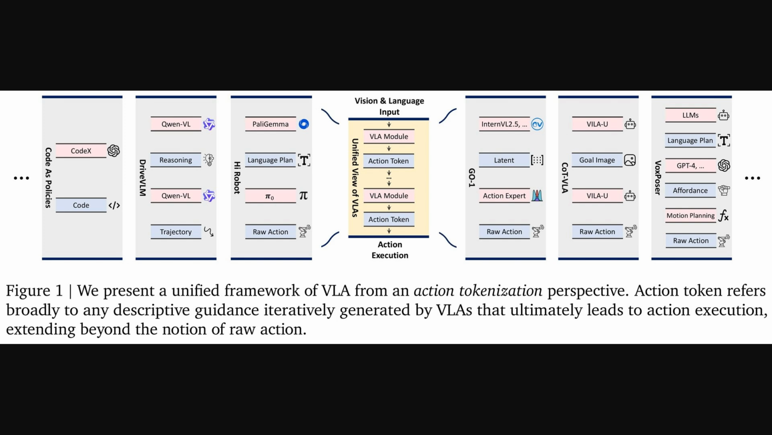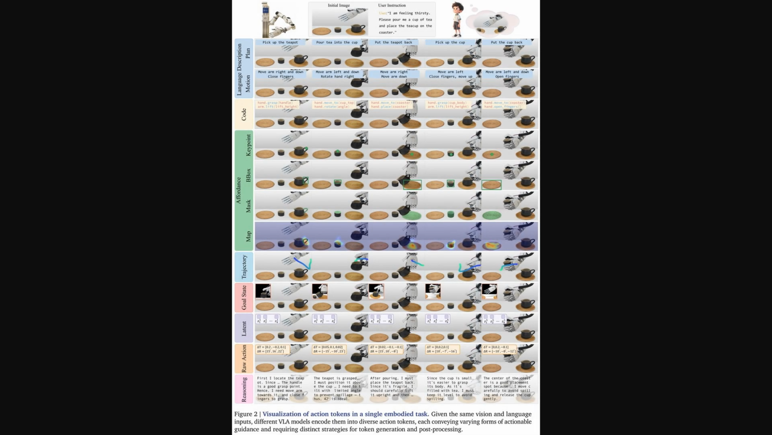Building on that unified framework, this next figure gives a fantastic visual for what those different action tokens actually look like in a real task. We see a robot arm being asked to pour tea. Each row visualizes a different type of action token, guiding the robot through the same steps. For example, an affordance token highlights which parts of an object are usable, like the handle of the teapot. A reasoning token is like the model's inner monologue, explaining its choices. This variety is the core point, showing how different strategies can achieve the same goal.